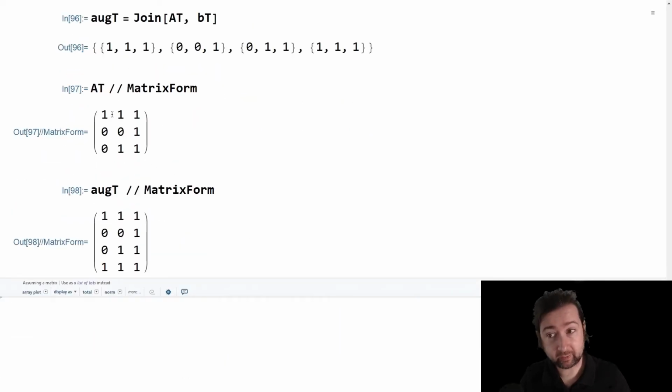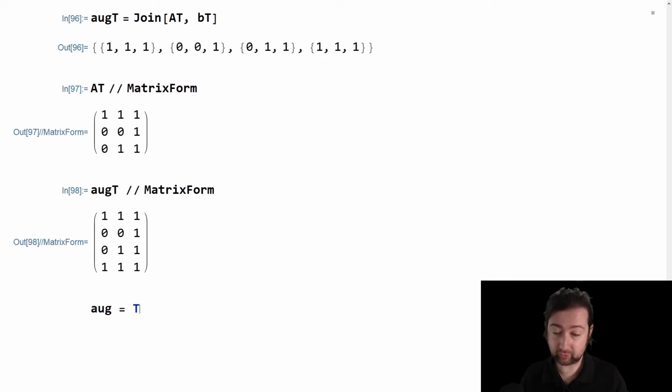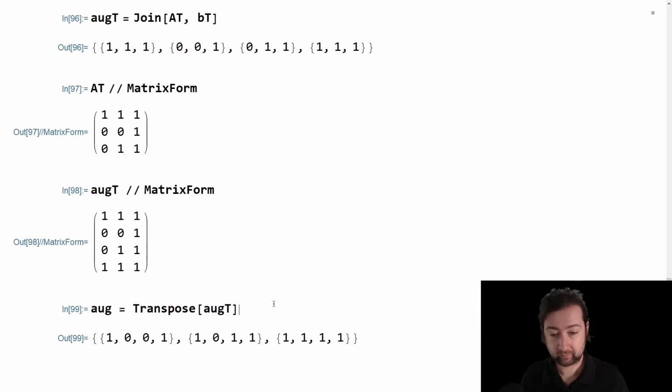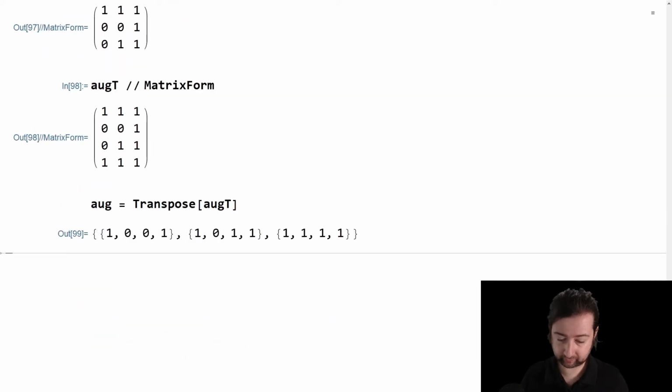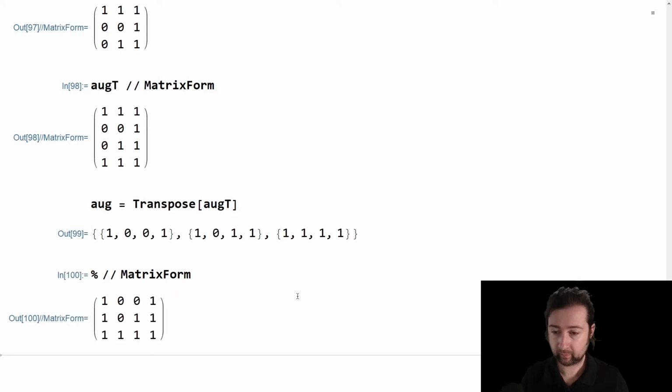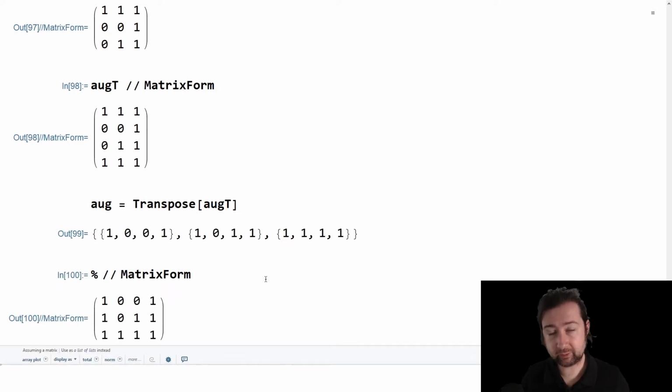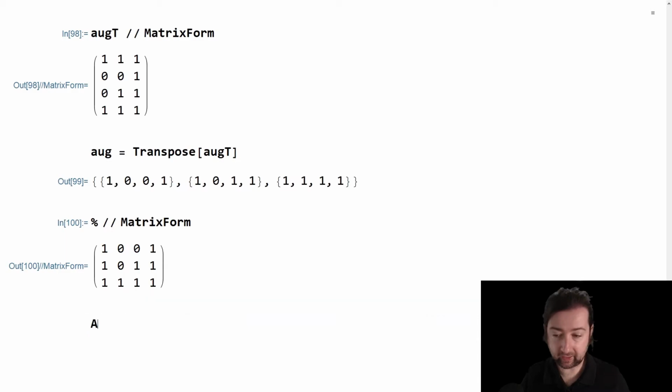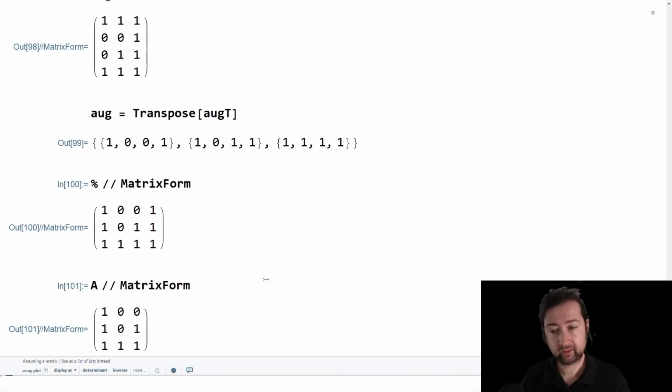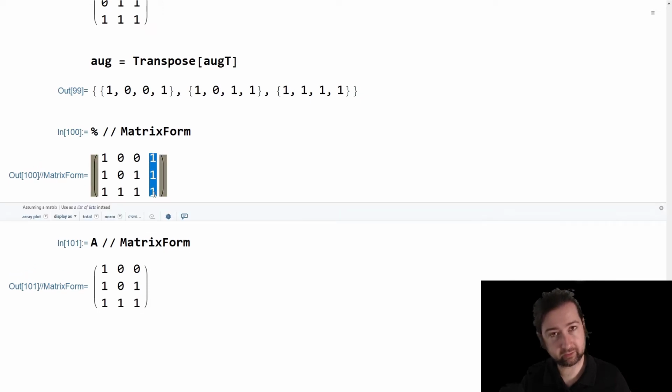So this is correct because I've taken my A transpose matrix and I've glued my augmented matrix on as the last row. If I take that and I transpose it back, and I look at what that looks like, then you can see that that is precisely what we wanted. We've taken A, and we stuck this column onto it, B, as an augmented column.